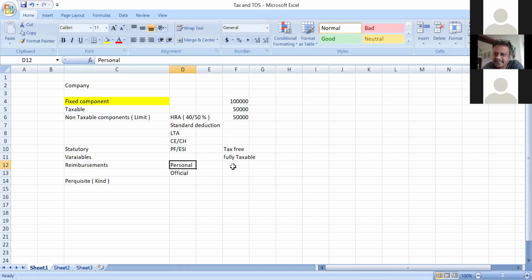You can't just pay something and expect the tax guys to take it for granted that you're doing the right thing. So please be careful. All personal bills are fully taxable. Official things are tax free, and there should be a logic.